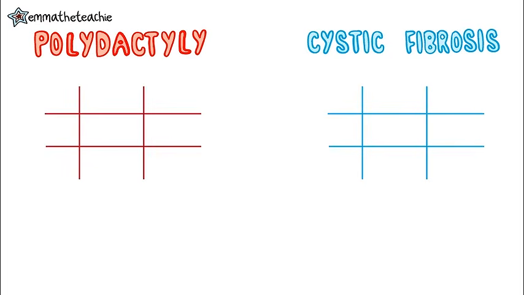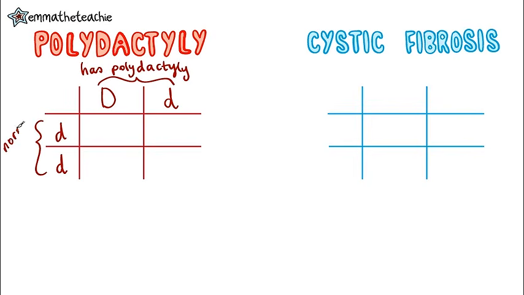You may be asked to use Punnett squares to work out the probabilities of offspring inheriting these disorders. We'll start with a parent that has got polydactyly because they've got the dominant allele for it. We'll then have them crossing with another parent that doesn't have polydactyly because they don't have the dominant allele. Let's do our combinations by reading down and across, and then we'll work out what genotypes we've got.